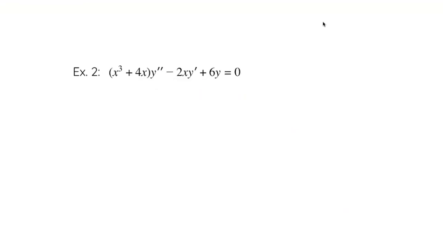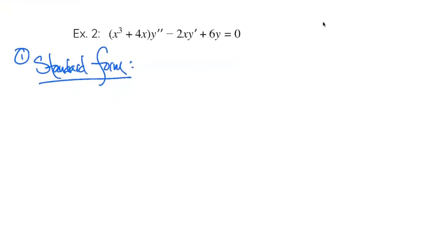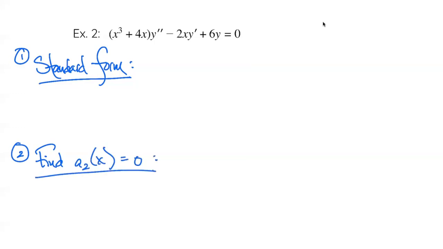And so I'll give you a moment to take a look at example 2. Okay, you're going to go ahead and turn that into standard form. And then you're also going to go ahead and find where a sub 2 of x equals 0. And you can sort of attack these in whatever order you see fit.